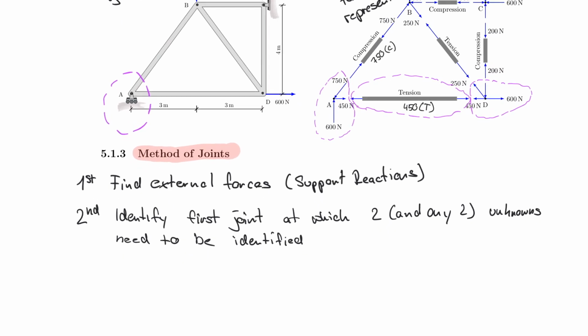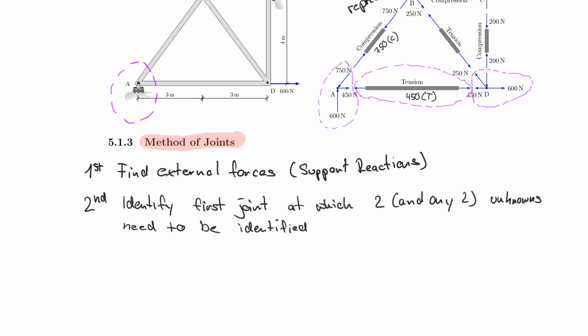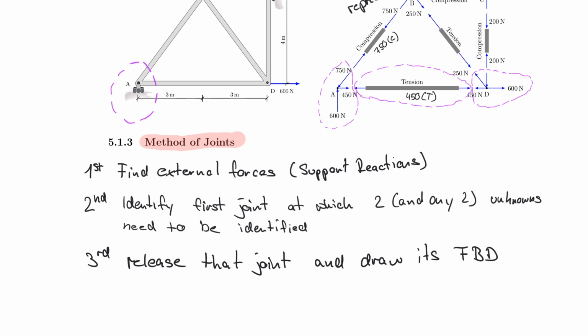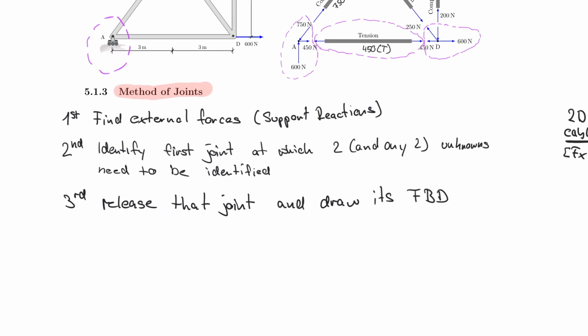So now in this third step, after you found that node, you release that joint or node and draw its free body diagram. I'll do that conceptually here real quick for node A. In our case, that would look like the following. I have this member, I have this member, and then I also have the support reaction. And the support reaction goes up. I'm going to call this my free body diagram for node A.